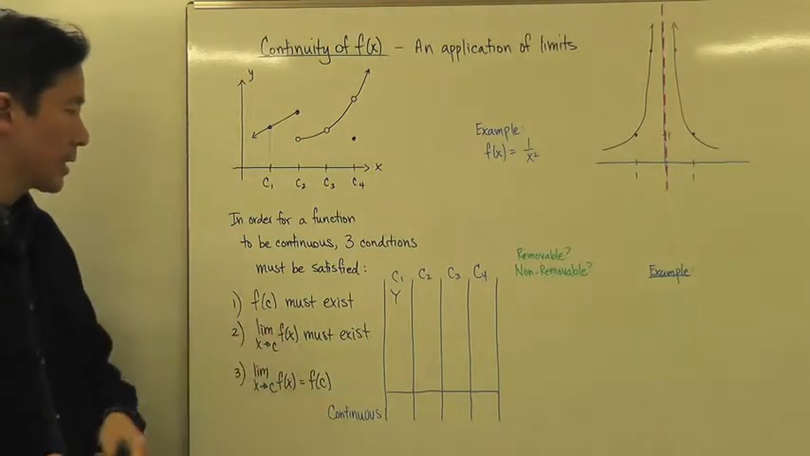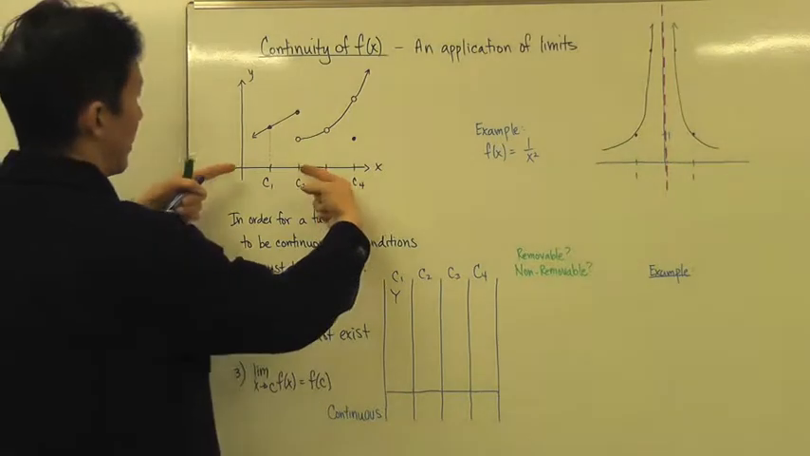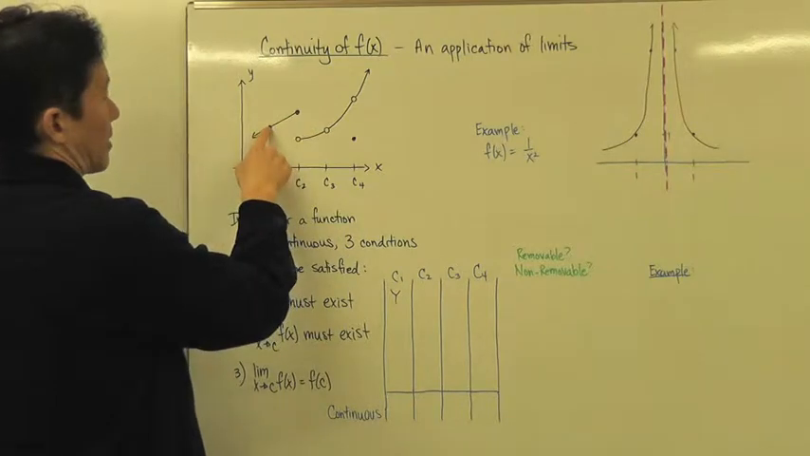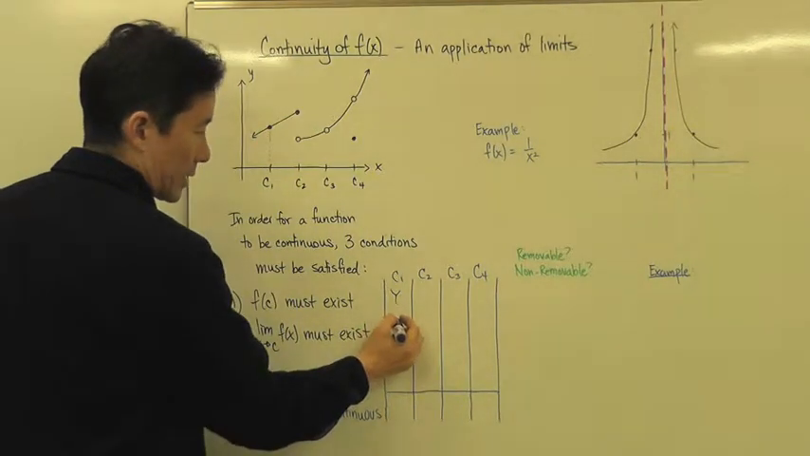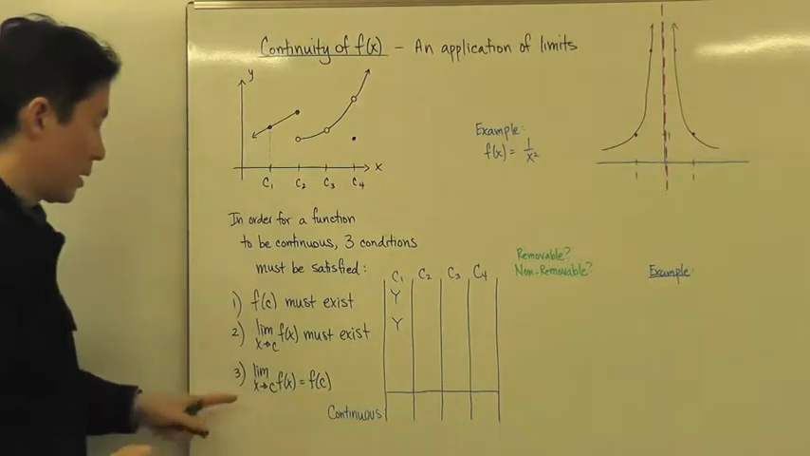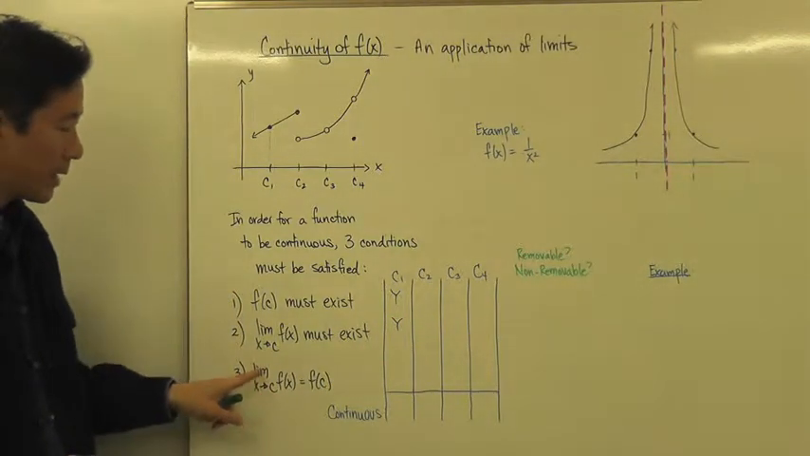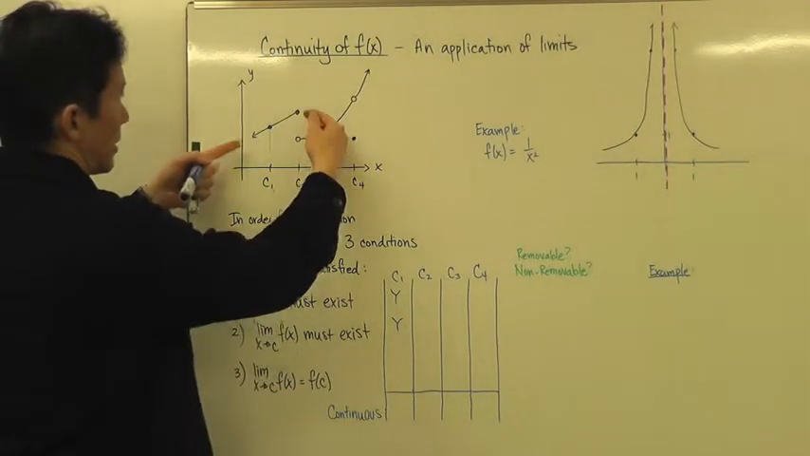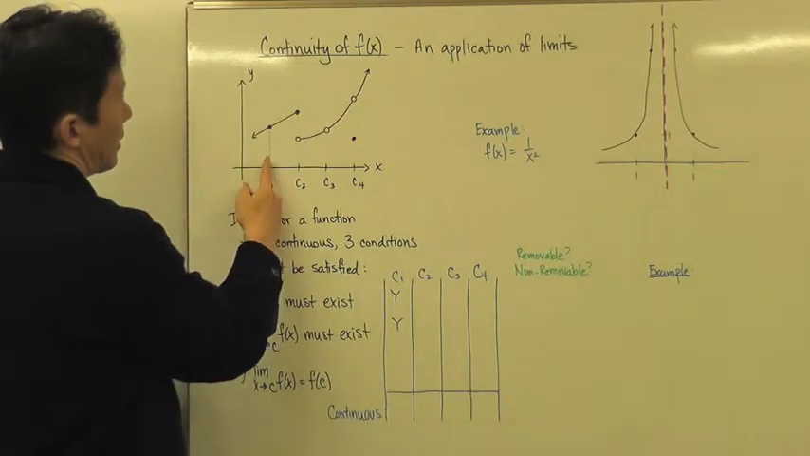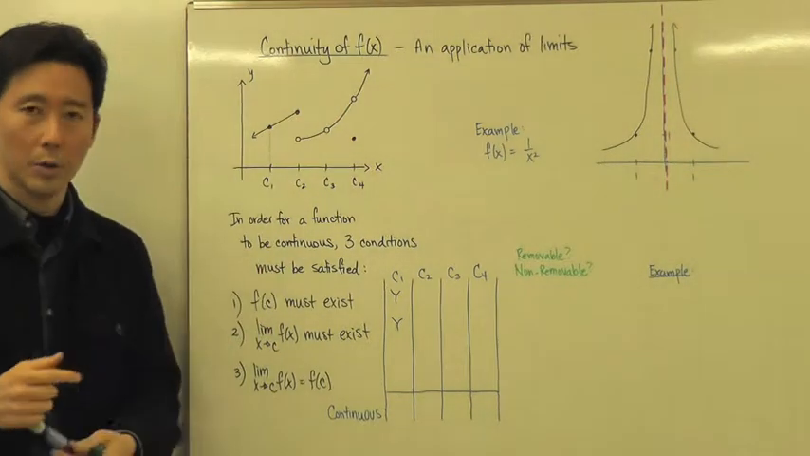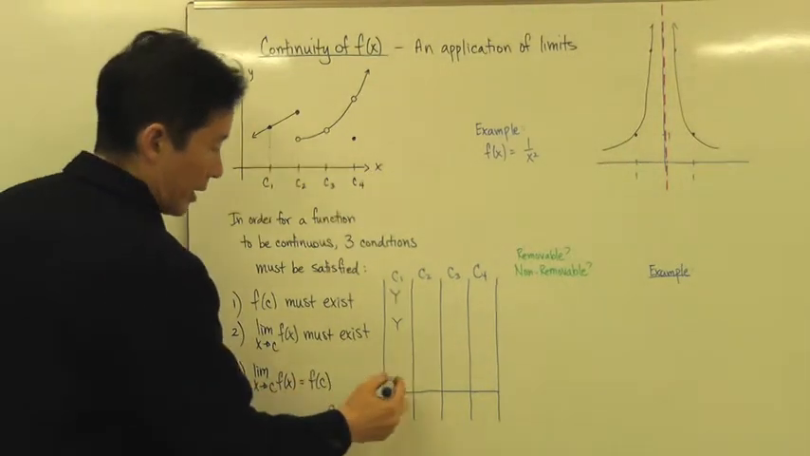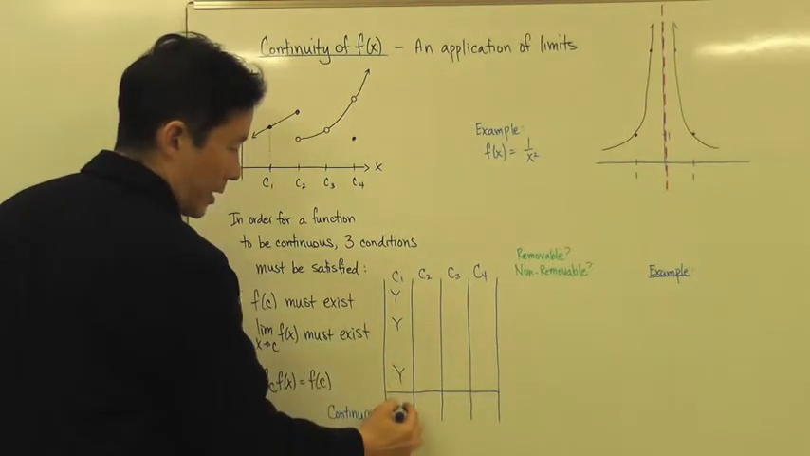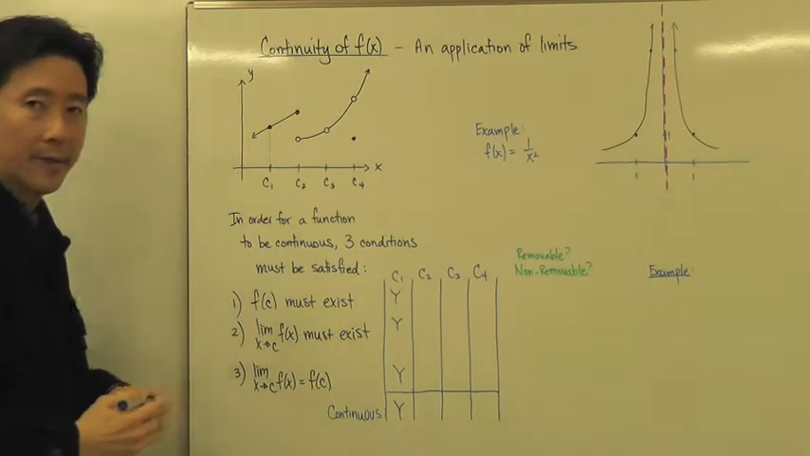Does the limit exist? Well, if I approach c sub 1 from both the left and the right, of course the functional value is going to approach this exact value there. So sure enough, the limit exists as well. Now, does the limit as x approaches c of f of x equal f of c? When I take a look at this, the limiting value and the actual value of the function coincide. So therefore, I know that this is a yes as well. So is it continuous at c sub 1? The answer, of course, in this case is yes.